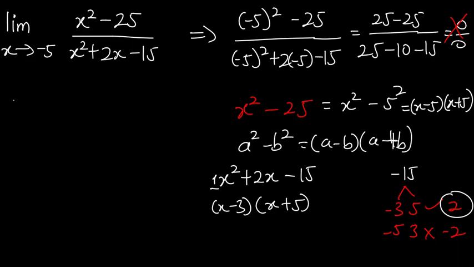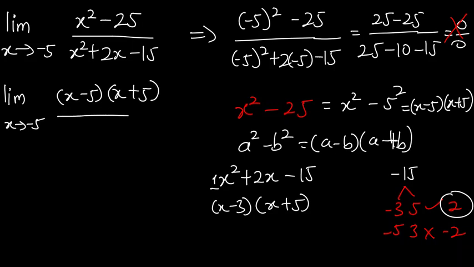So let's rewrite the whole expression. You're going to have the limit as x approaches minus 5 of x minus 5 multiplying x plus 5, all this divided by x minus 3 multiplying x plus 5. Okay, this is what we have. Okay, so from here we can do some cancellation here. This will cancel out this, and then at the end we can try direct substitution.